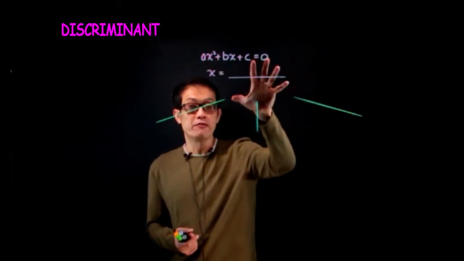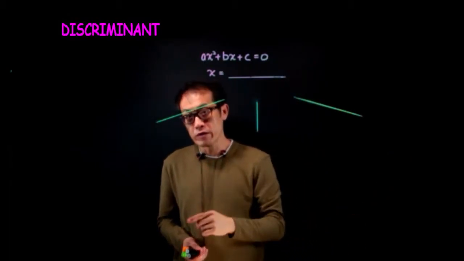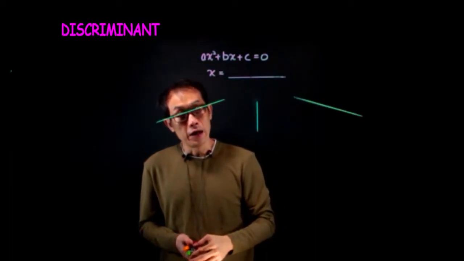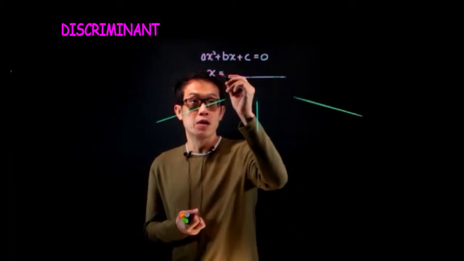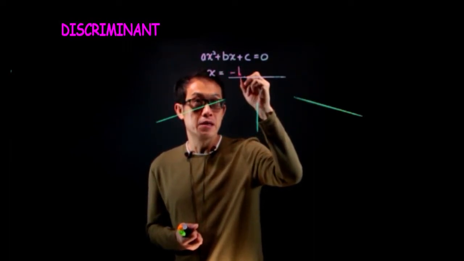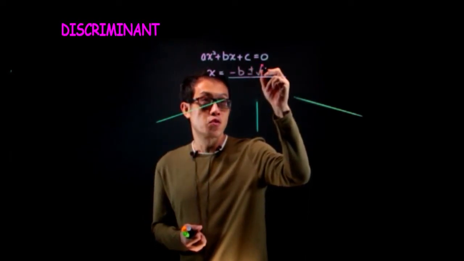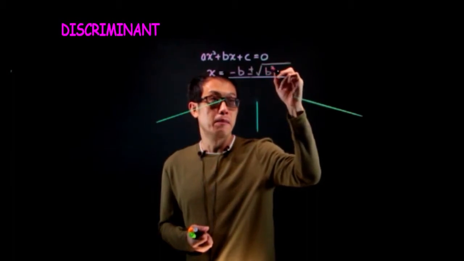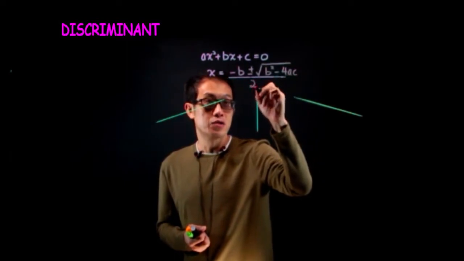in a quadratic equation there are various ways to solve it, and one of the ways is using the quadratic formula. If you can recall, our quadratic formula is x equals minus b plus minus square root of b squared minus 4ac over 2a.